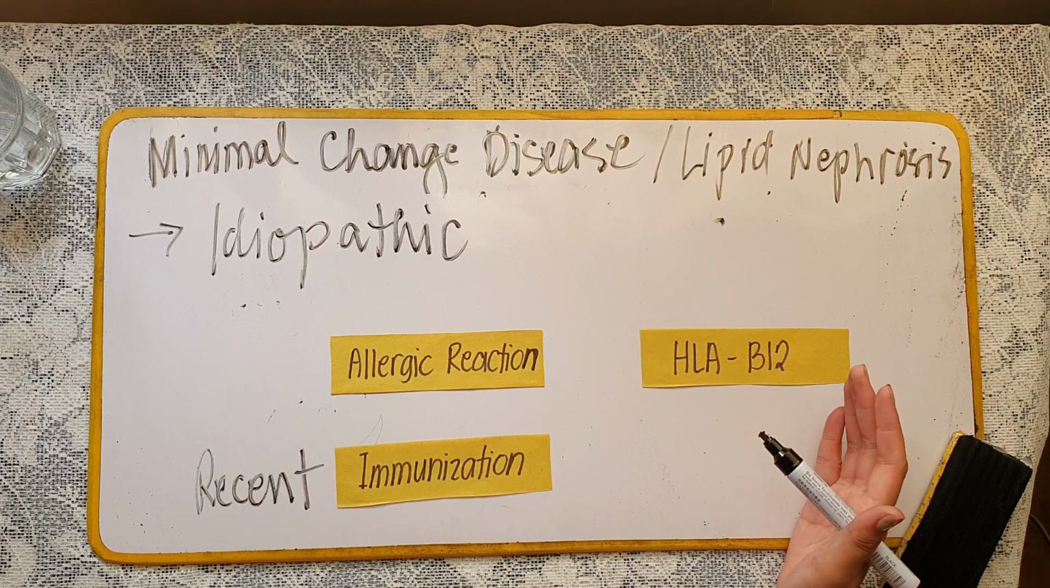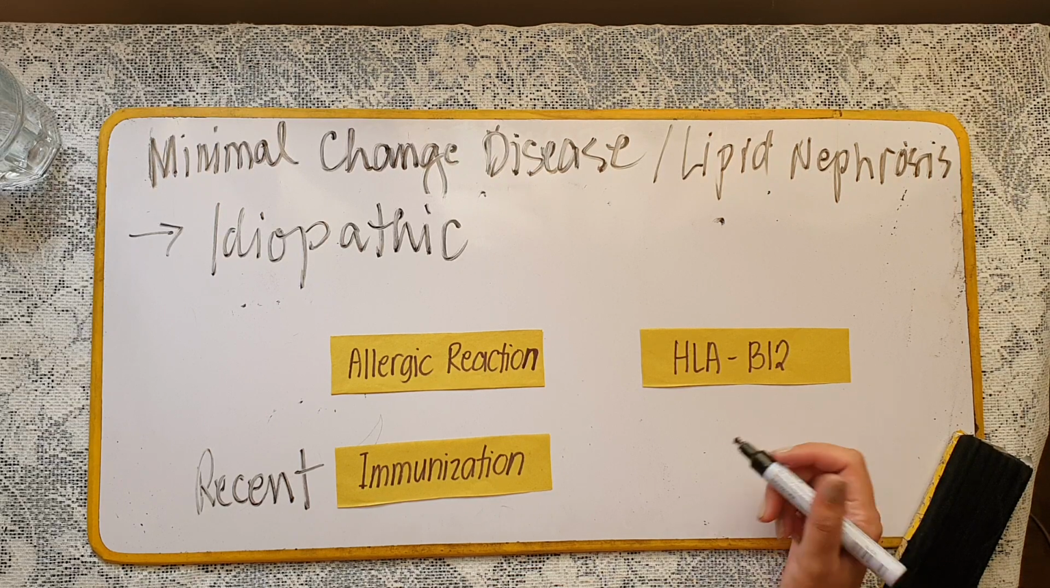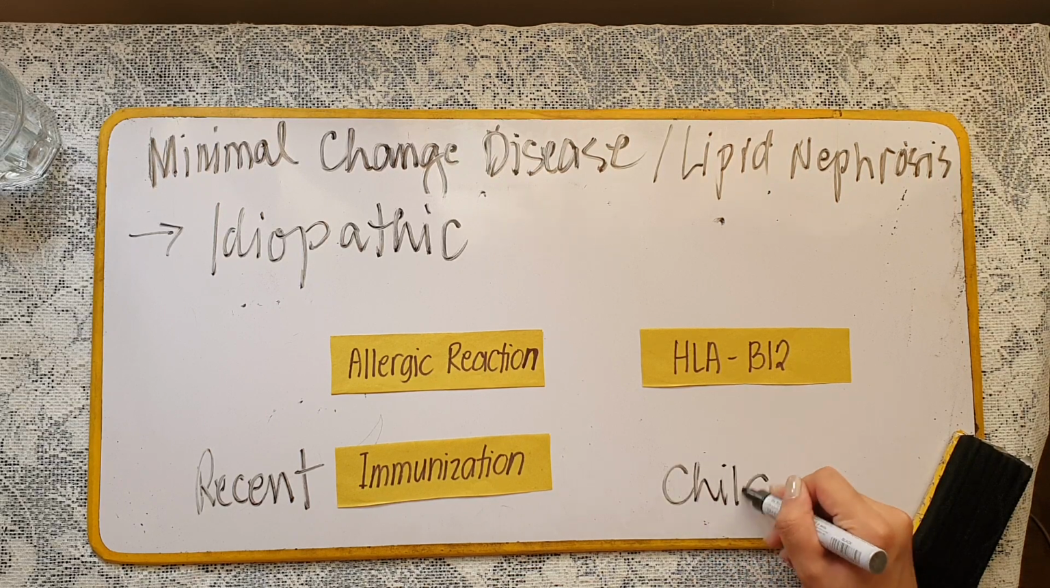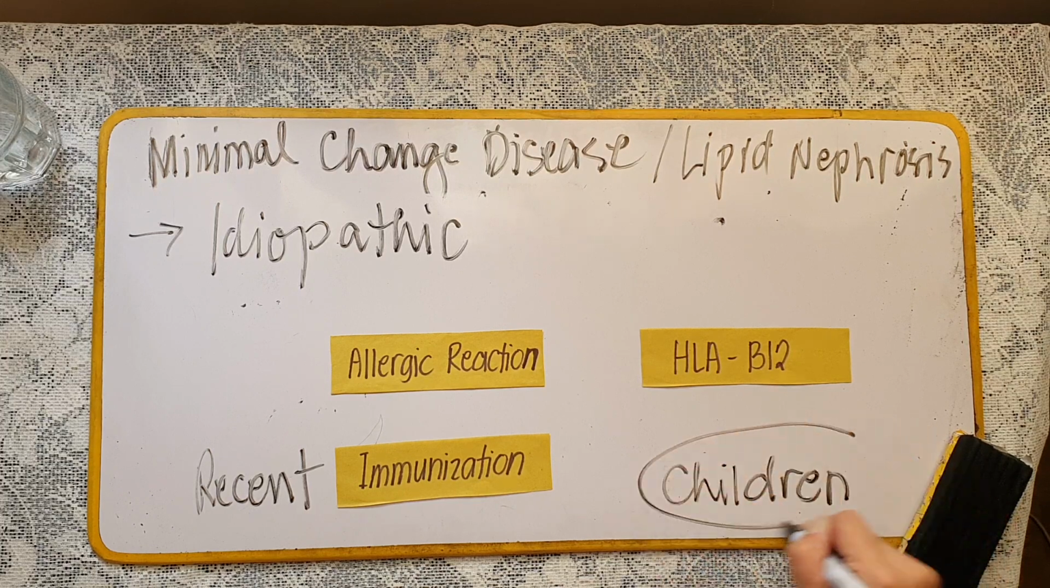Now, your minimal change disease is very common among children. The prognosis is generally good. And as for the treatment, corticosteroids may be given to the patient to minimize the inflammation.